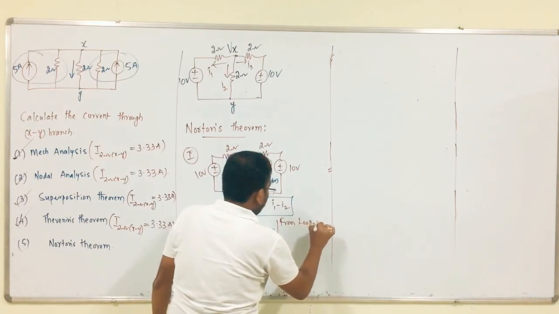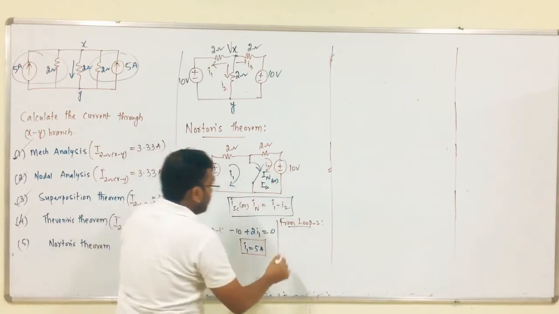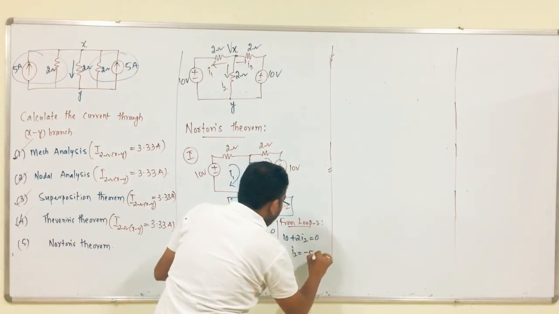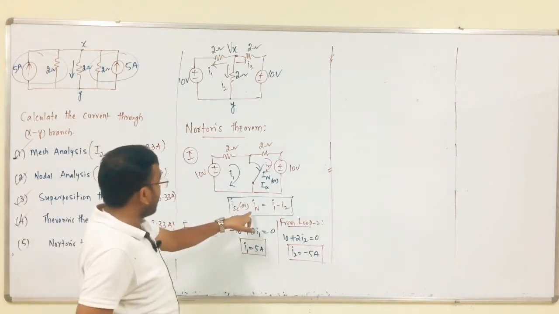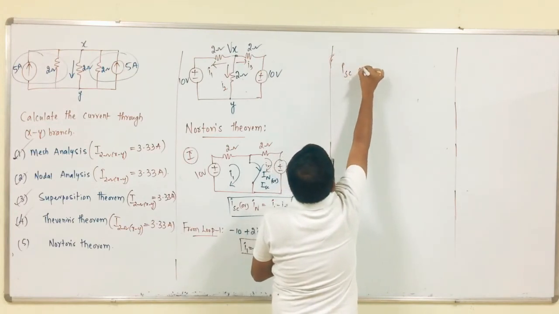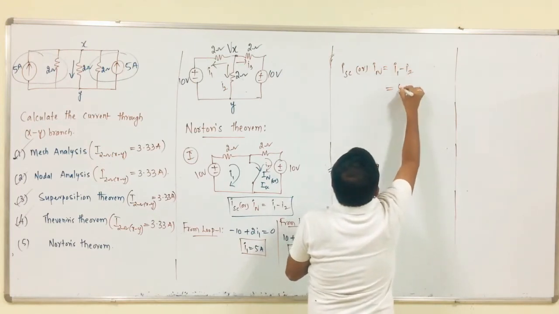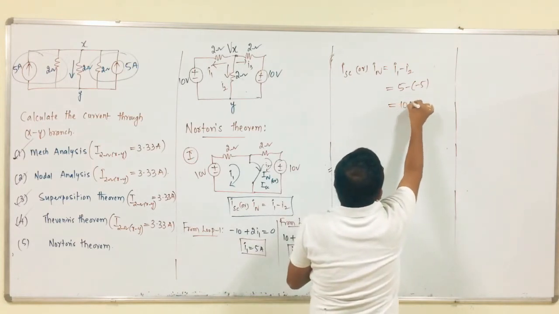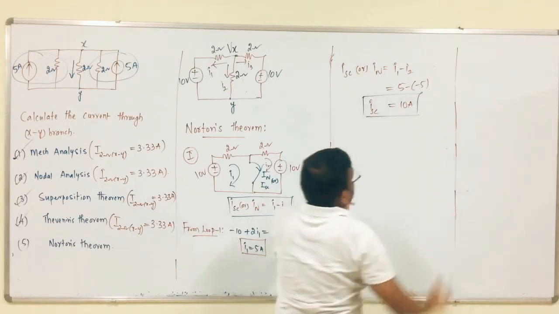Like this, from loop 2, starting from here 10 and again we have 2, that is 10 plus 2 I2, which is equal to 0. From this I2 is equal to minus 5 amps. So, finally, we have I1 and I2. Therefore, ISC or IN is equal to I1 minus I2, which is 5 minus of minus 5, which is equal to 10 amps. So, step 1 completed.